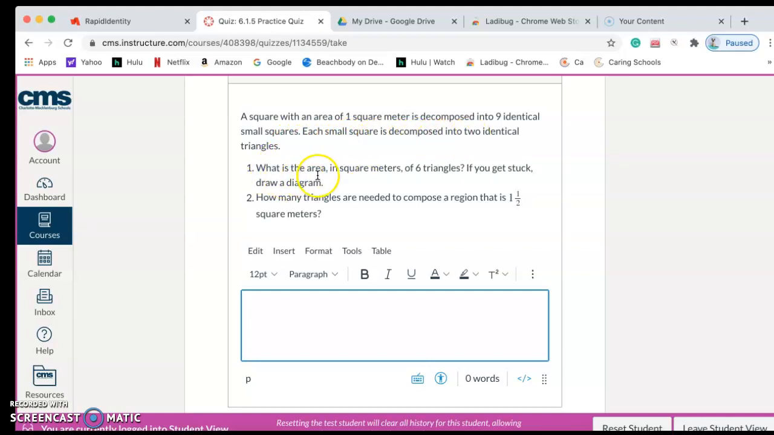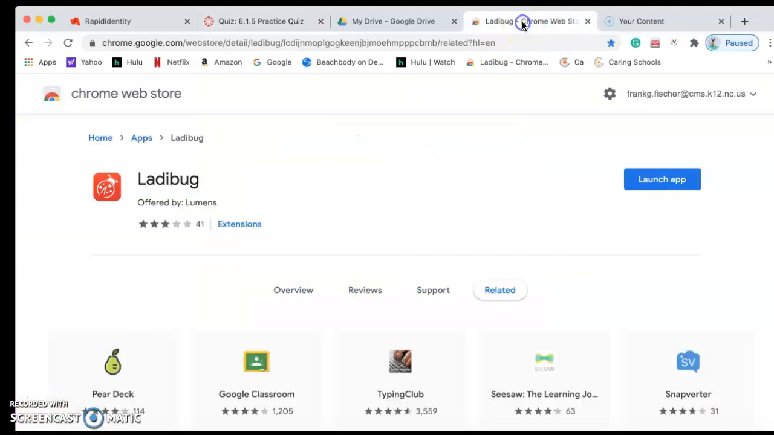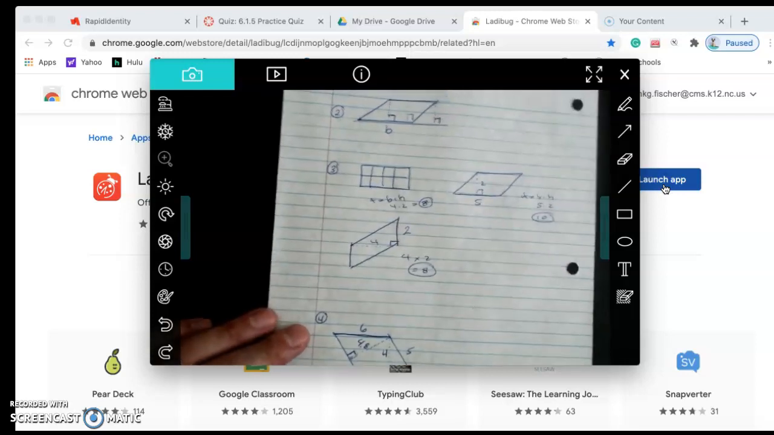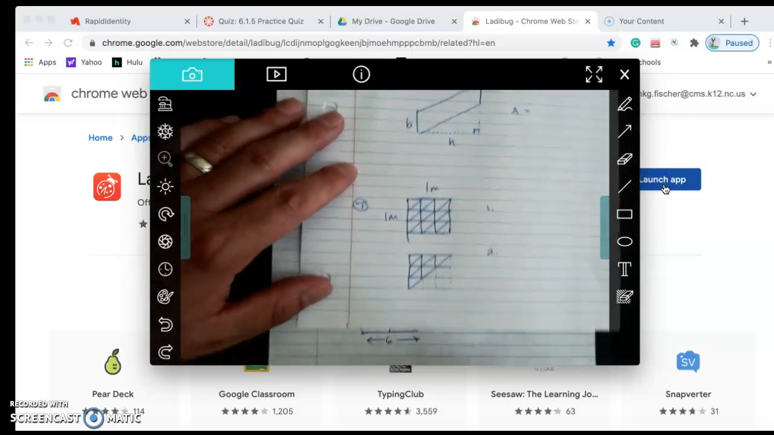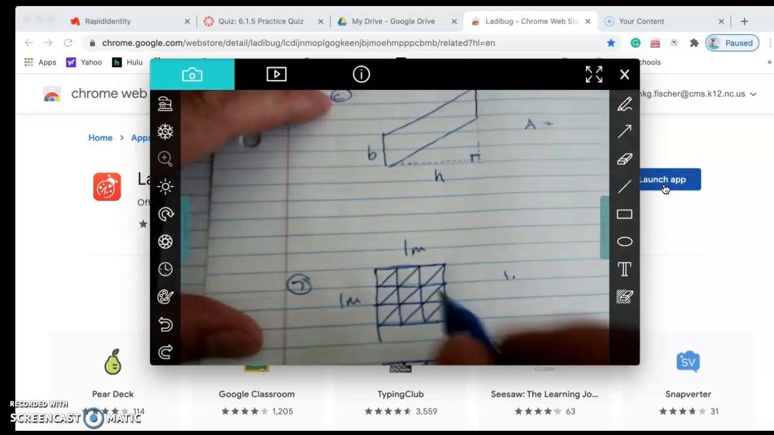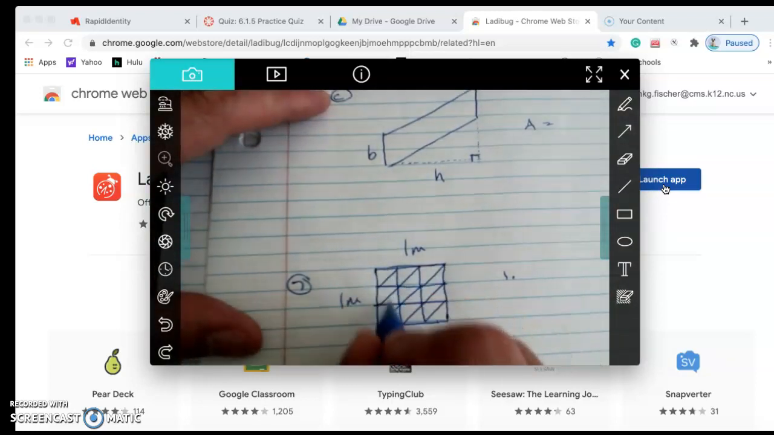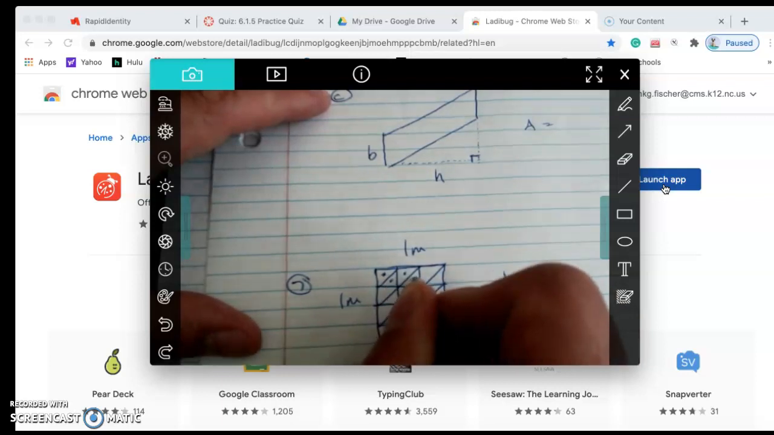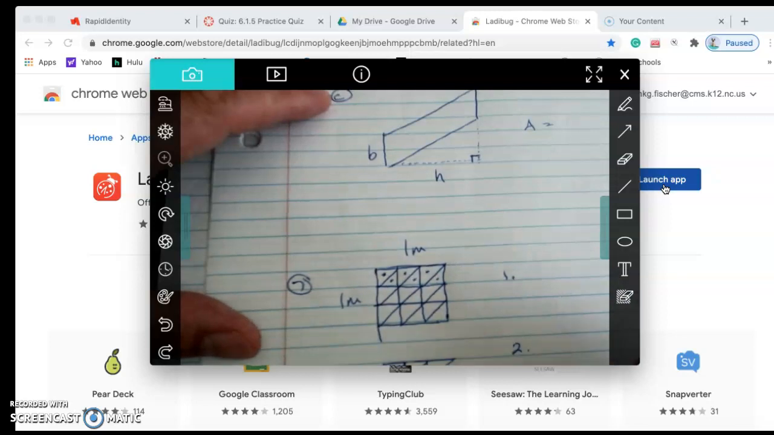So what is the area in square meters of 6 triangles? If you get stuck, draw a diagram. So I did. All right, so we're looking for how many would 6 triangles be? Well, if I use this, here's our diagram. Okay, so I'll zoom in a little bit. We are only looking for, I know this is 1 square meter, correct? 1 square meter. So we're looking for 1, 2, 3, 4, 5, 6 triangles.